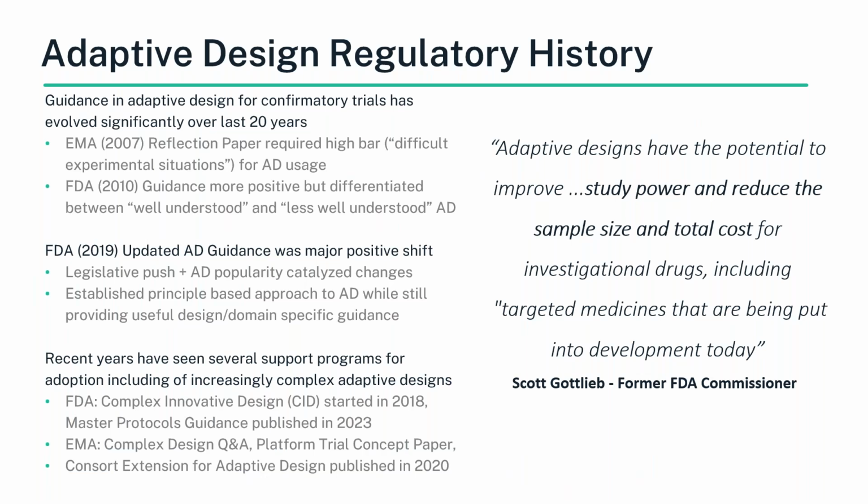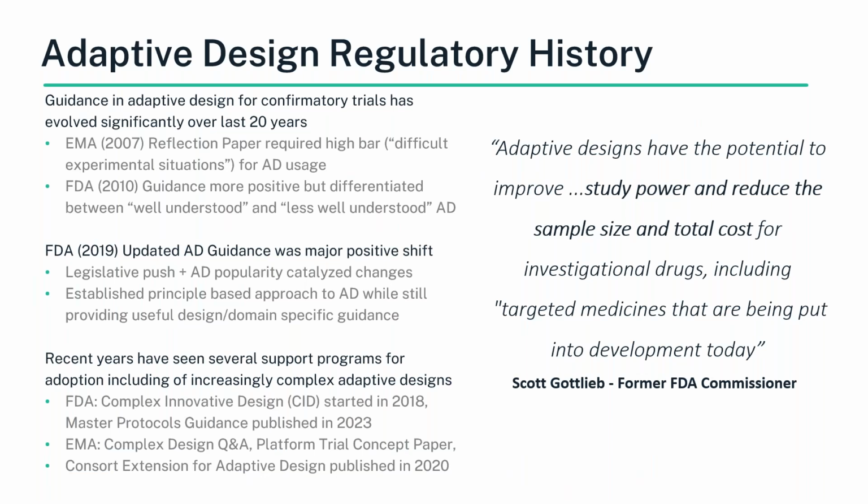And the perspective that has come from industry, in particular from people involved in this area, is that this language of well understood and less well understood basically created a barrier. Less well understood designs, if they weren't already in the bucket of well understood, had a strong disincentive to push the boundaries of what adaptive design could be. Therefore this led to rather static guidance, which didn't encourage innovation, and didn't encourage unlocking the value adaptive design could deliver in terms of increasing efficiency, getting more information from trials, and so on. And so the FDA 2019 guidance was a major positive shift.